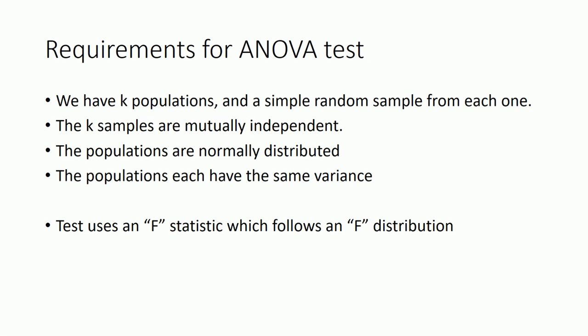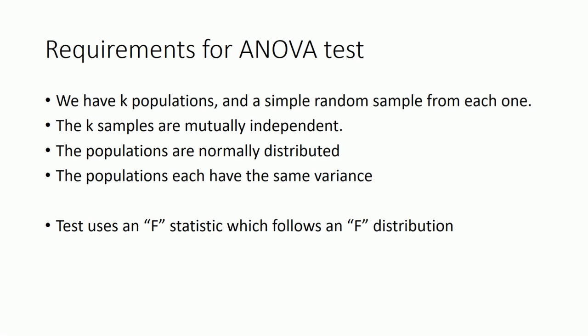Also, the K samples need to be mutually independent, which is to say the values you observe in one sample have to have nothing to do with the values you observe in the other samples, so they don't influence each other. That's what independent means. The samples don't influence each other.